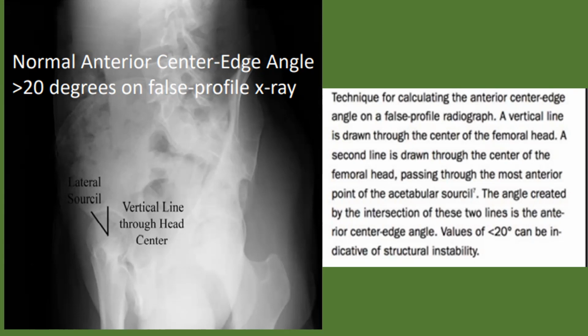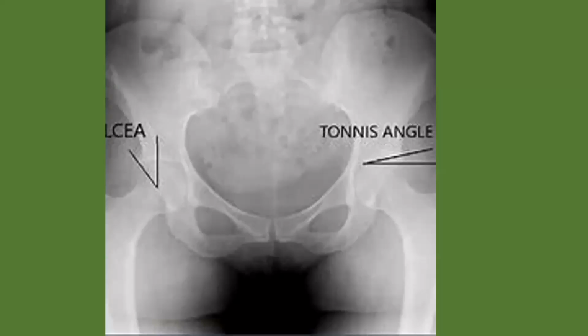You have to know how to draw Perkins line. You have to know how to draw a line from the outer margin of the acetabulum to the center of the head. The junction of these two lines gives you the angle. It gives you the CE angle. And this should be more than 20 degrees. Otherwise, you'll have a dysplastic hip. Okay? And instability. So this gives you the Tonnis angle, which is a horizontal line versus a line tangent to the upper margin of the acetabulum.